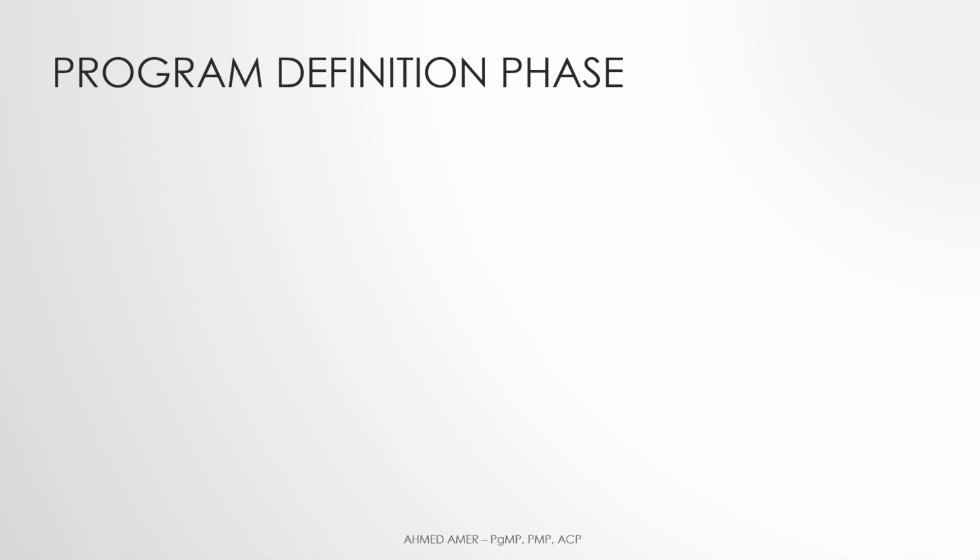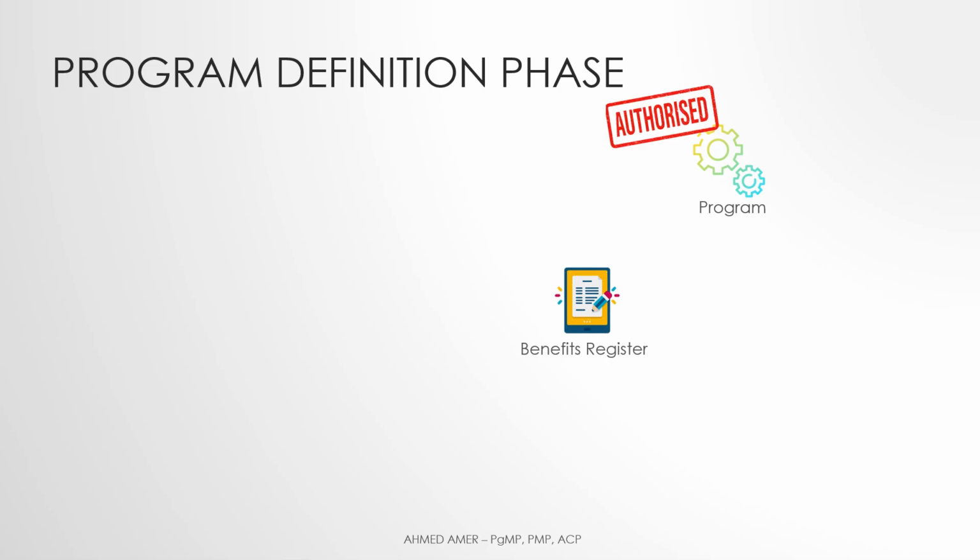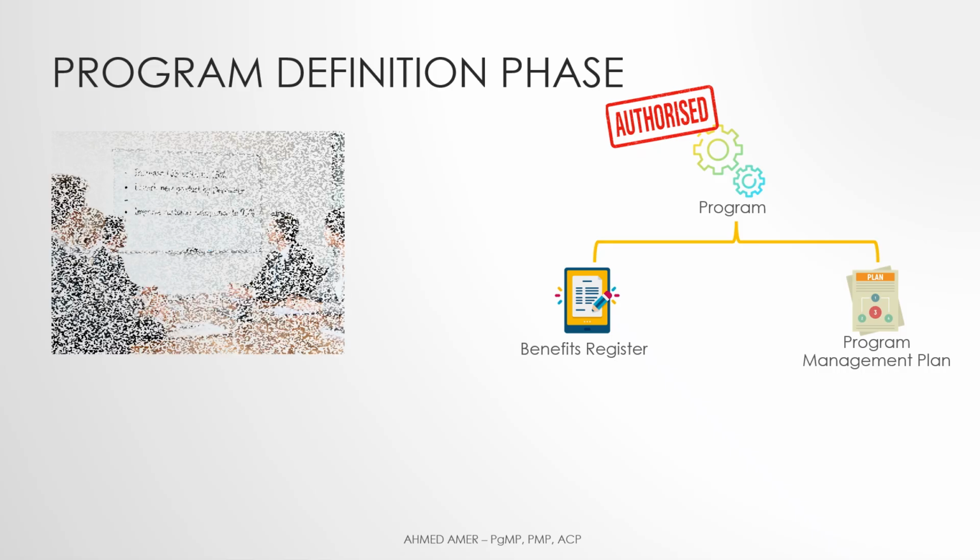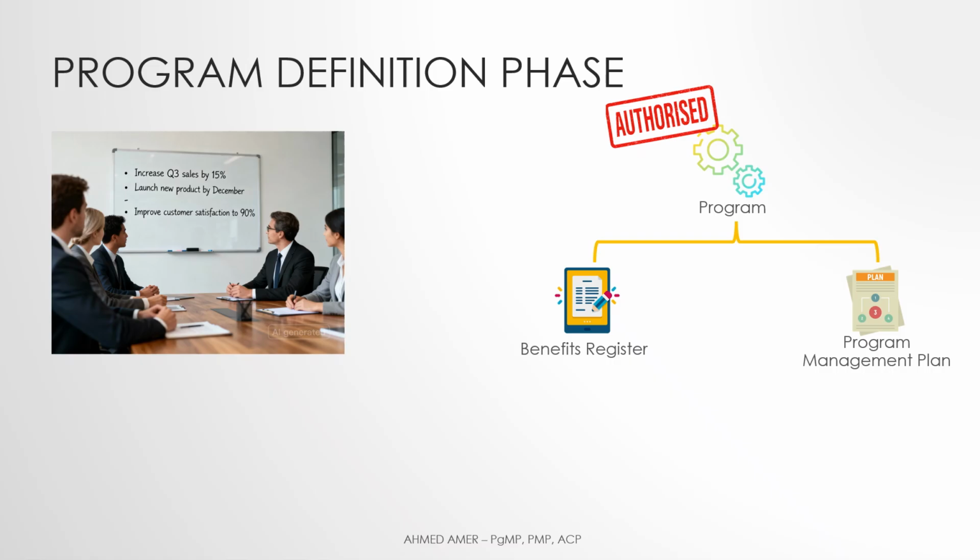Let's start now with the first phase of the program lifecycle. The core purpose of the definition phase is getting the program authorized, program benefits identified, and developing the program management plan. To set the scene, imagine an organization with a bunch of goals lined up for a program, but the benefits are not quite clear yet. And most importantly, the green light to kick things off still has not come through.